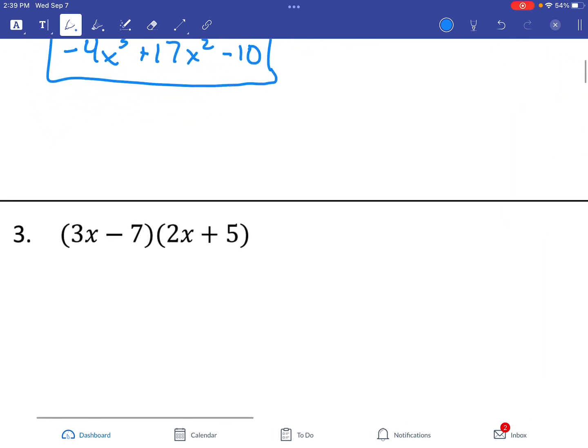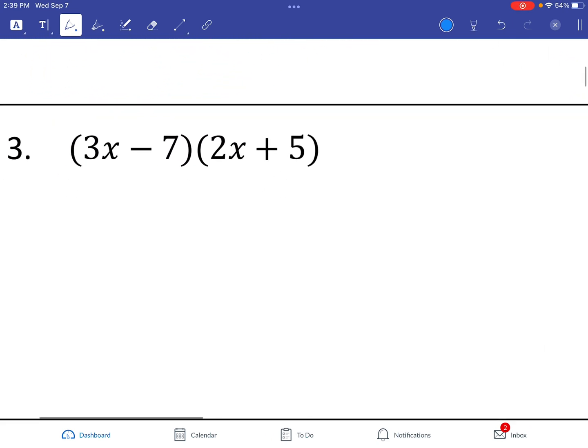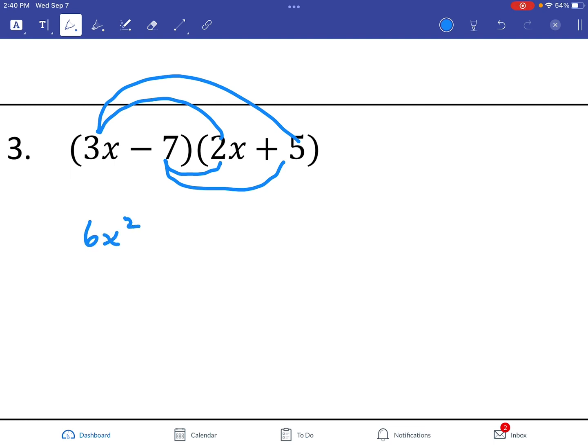Number 3. Now in this case, there is no plus or minus between the two sets of parentheses, so now we're going to multiply. Please do not multiply if there's a plus or a minus, like the last two problems, between the sets of parentheses. Okay, so 3x times 2x is 6x squared. 3x times 5 is 15x.